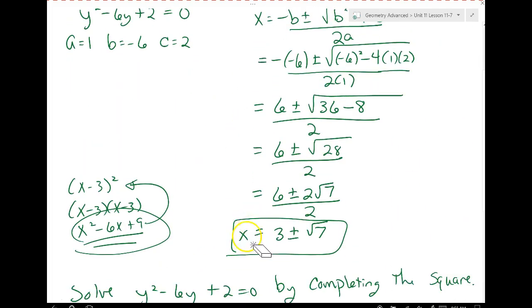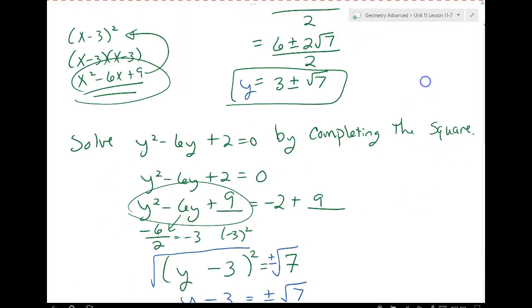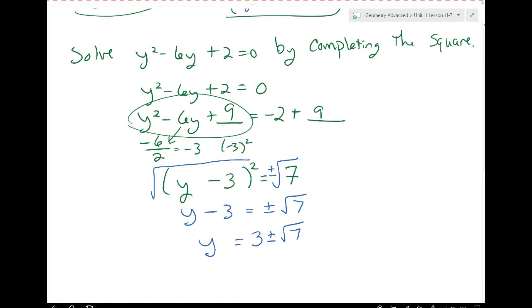You know what? This should not be an x. This should be a y, guys. A y on that one. Sorry about that. Bad variables on there. Did I get the same answer either using the quadratic formula or completing the square?